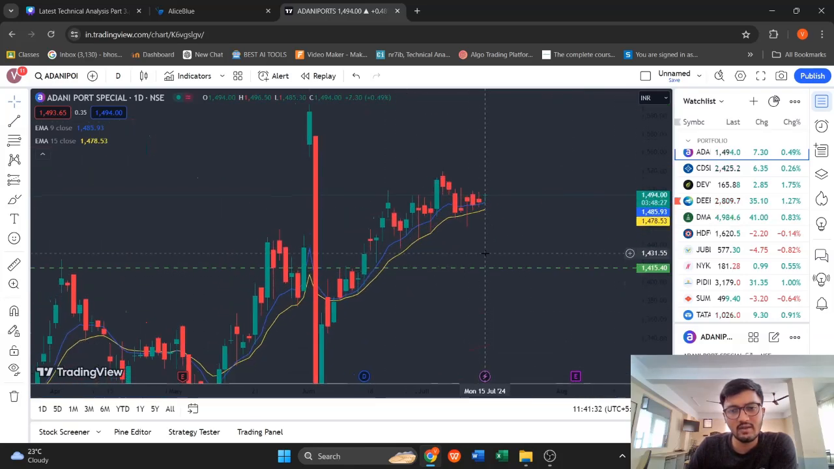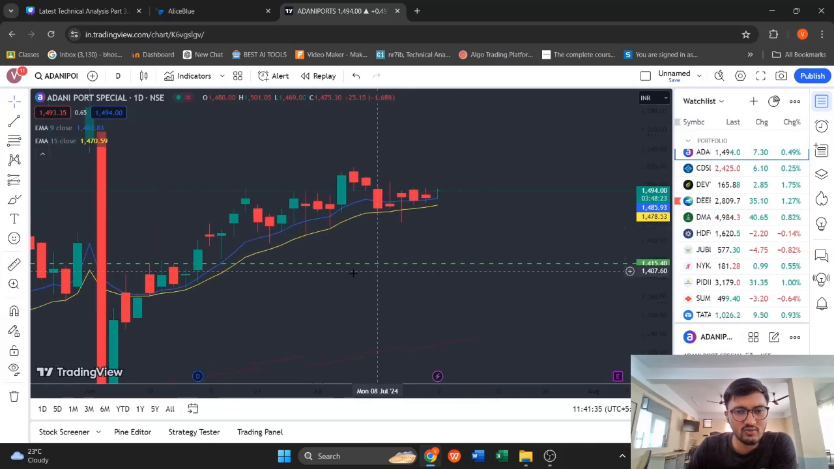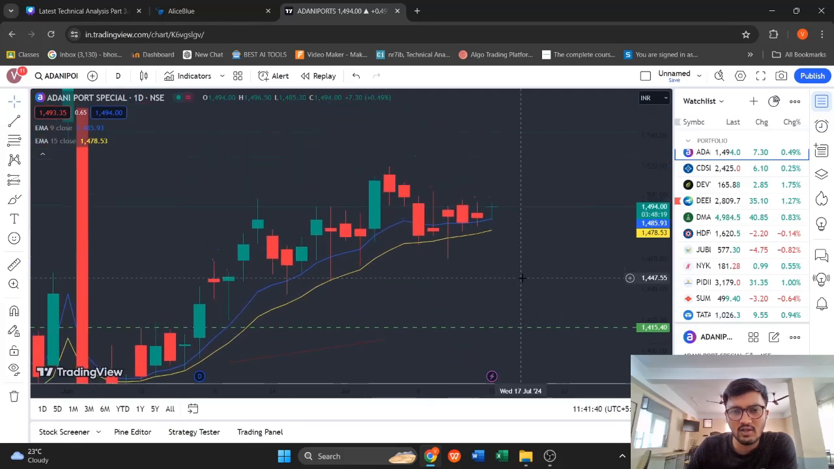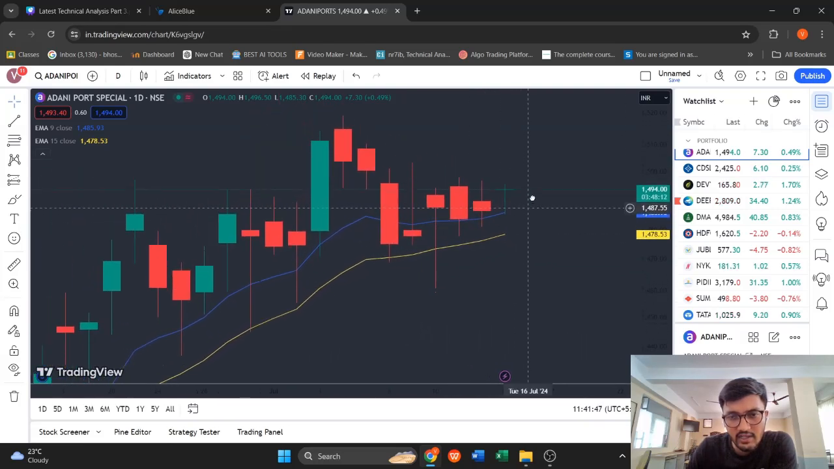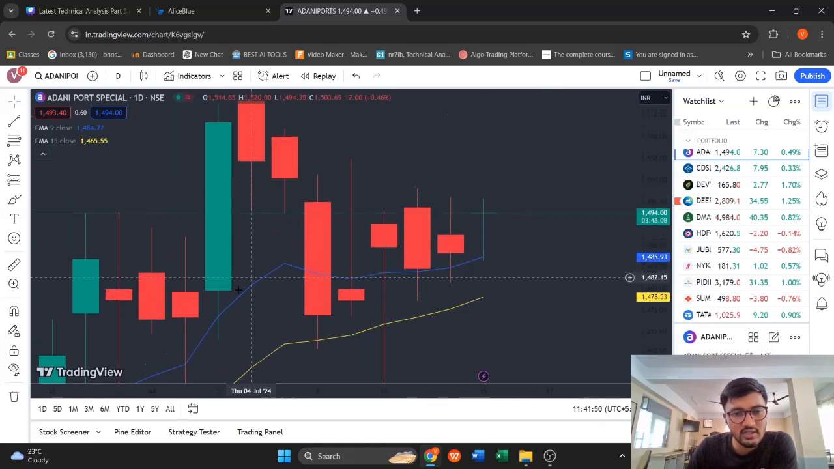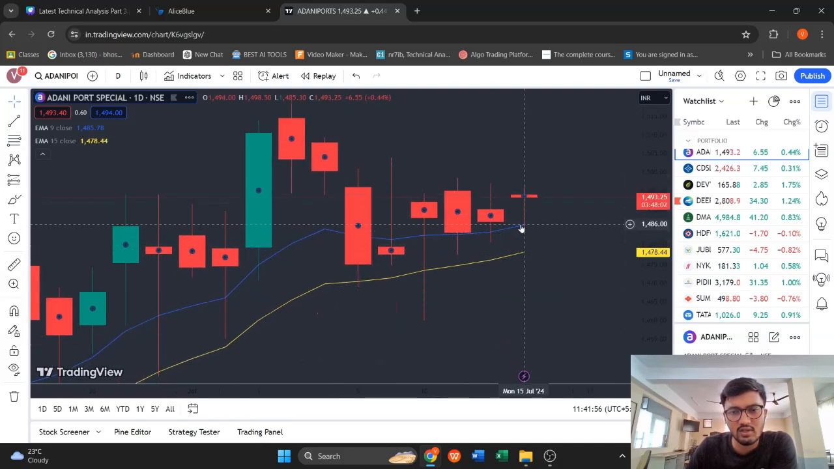Looking at the daily time frame, you can see the price supports most of these moving averages. The 9 moving average is super duper important. And you can see today's low price was just at the 9 days' moving average. As you can see, it is taking multiple supports. There are a lot of wicks, a lot of shadows in this particular stock.